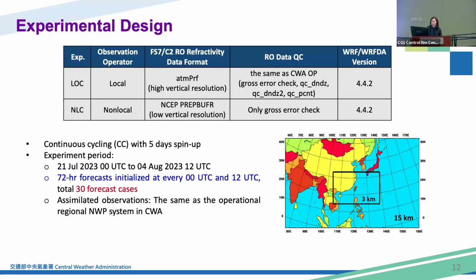So we made experiments to test the local and non-local operators with our system. Here we use WRF and WRF-DA version 4.4.2. Because we want to evaluate the data effect, we use continuous cycling with a spin-up. Our experiment period is from July 21st, 2023 to August 4th, 2023. We collect 30 forecast cases in total, and every case has a 72-hour forecast. The data we assimilate is the same as in the operational system we use.